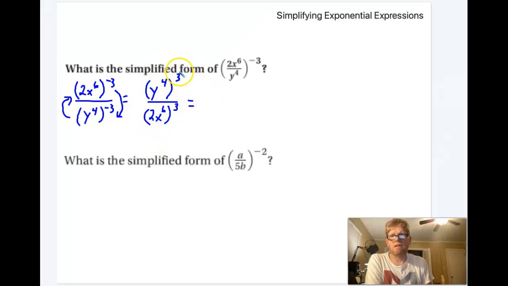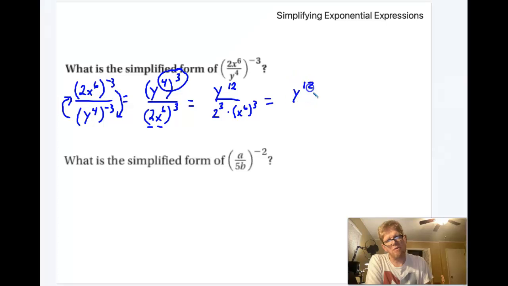Now it's easy peasy lemon squeezy. We've got the y to the fourth to the third. That's y to the 12th. And then at this point you have to remember we're raising both of these terms to a power. So we've got 2 to the third times x to the sixth to the third. So don't forget that when you see these together, these are two different pieces. They're being multiplied together, so they're both raised to that power.